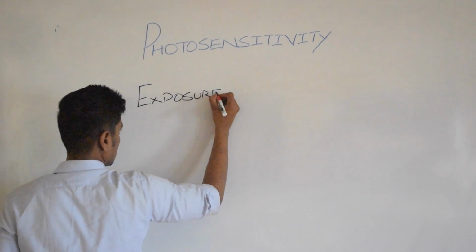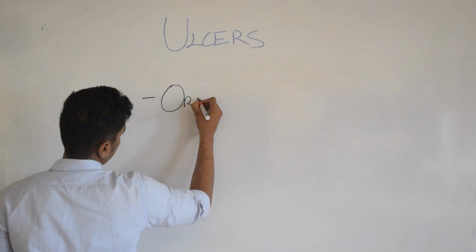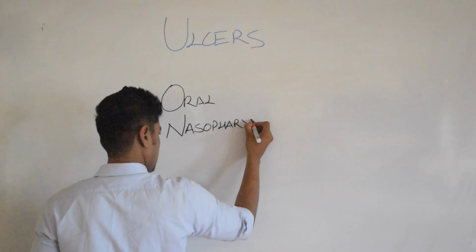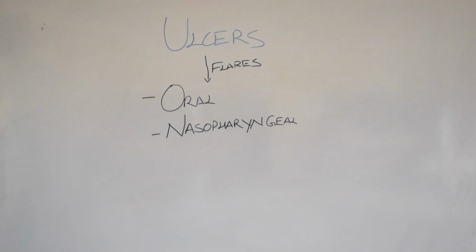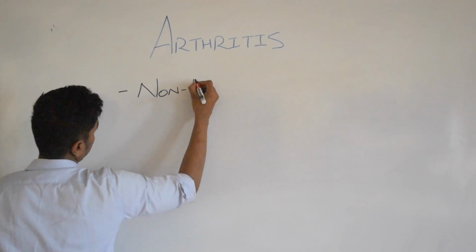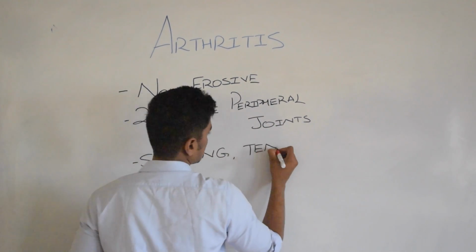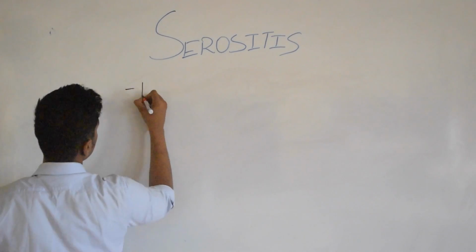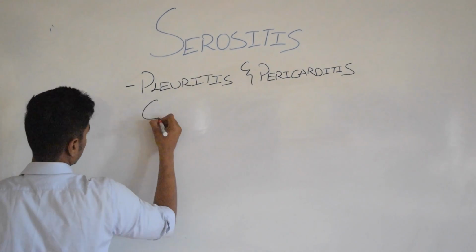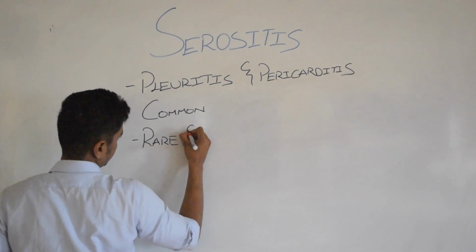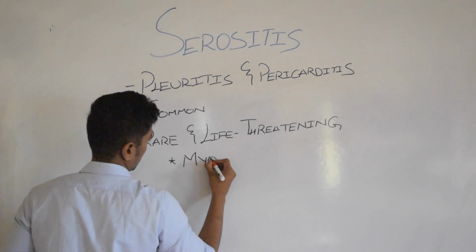One of the common complaints by the patient is photosensitivity, that is, exposure to sunlight causes rash. Flares of SLE usually can result in oral or nasopharyngeal ulcers. Arthritis is non-erosive and usually involves two or more peripheral joints, usually the wrist joint or the knee joints. Swelling, tenderness, and effusion are seen. Serositis: pleuritis and pericarditis are the more common forms of serositis. There can be severe life-threatening forms such as myocarditis and Libman-Sacks endocarditis, which is nothing but fibrinous endocarditis.